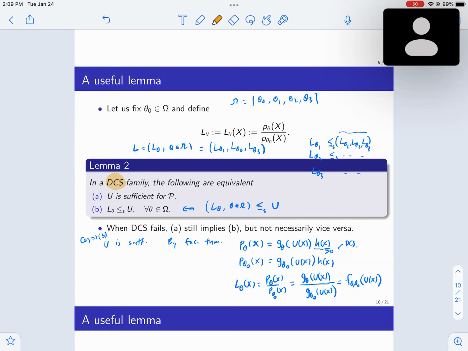In a family like that, the following are equivalent: U is sufficient, if and only if this relation holds. It means that L theta can be written as a function of U, and this should hold for any theta. So these likelihood ratios would have to be a function of U, and we did the argument in one direction. That's an easy consequence of writing down the factorization theorem and basically dividing. We get this functional form, so L theta can be written as a function of U of x. And if you reverse or backtrack this argument, it gives you the other direction.